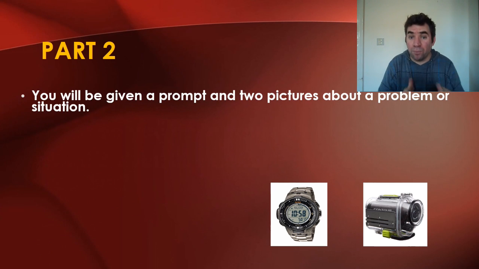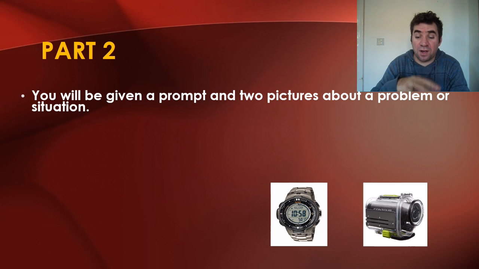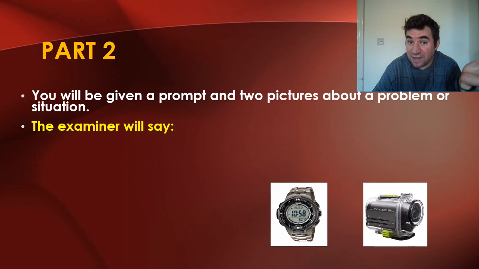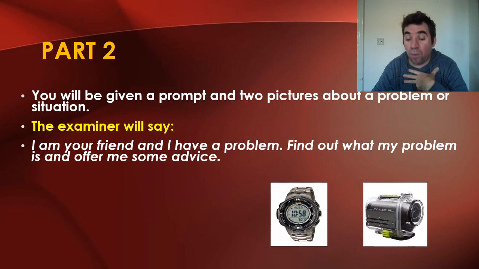And this is where the fun really begins. In part 2, you're going to be given a prompt card or a piece of paper with a couple of pictures on it and a problem or a situation. The examiner is going to say to you something like this: I am your friend and I have a problem. Find out what my problem is and offer me some advice. And this is the strange thing about this exam. In this part of the test, you are actually asking the examiner questions, which is quite bizarre, really, if you think about it, but it works.